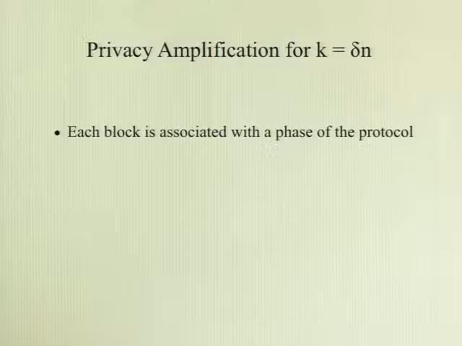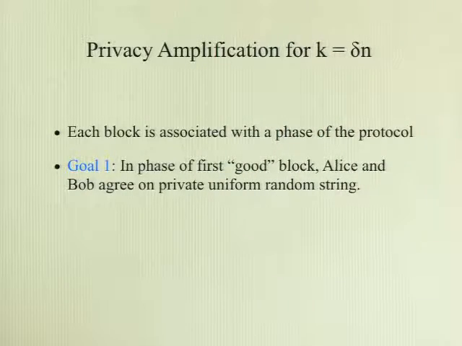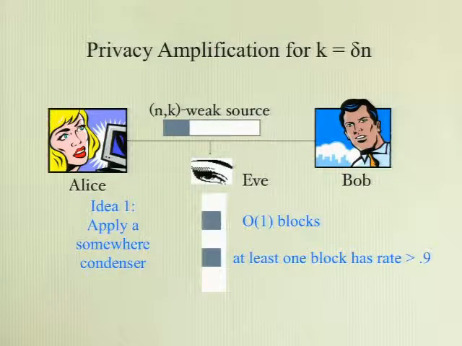Okay, so more specifically, we're going to associate a phase of the protocol with each of the blocks. And we want the final protocol to achieve the following two goals. The first goal is about the phase of the first good block. By the first good block, I mean the first block that has entropy rate greater than half. So if in this graph this block is bad, and then this block is good, then this is the first good block.